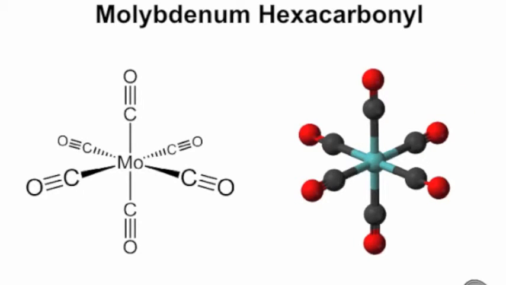Molybdenum also has an extensive organometallic chemistry in its lower oxidation states. These compounds contain molybdenum-carbon bonds. A noteworthy example of this metal in a zero oxidation state is molybdenum hexacarbonyl.